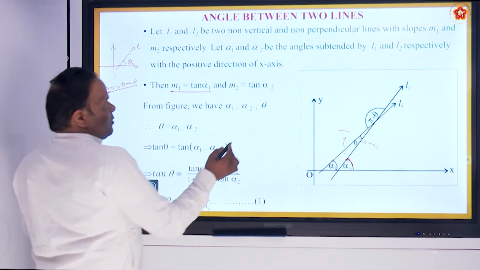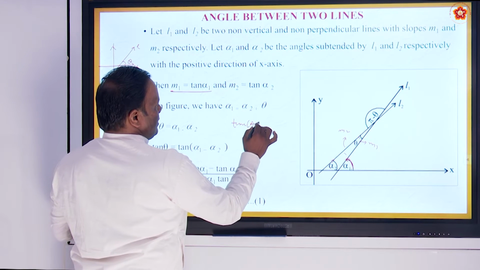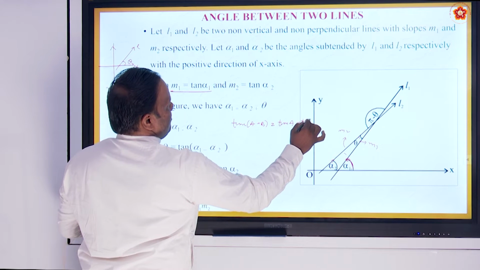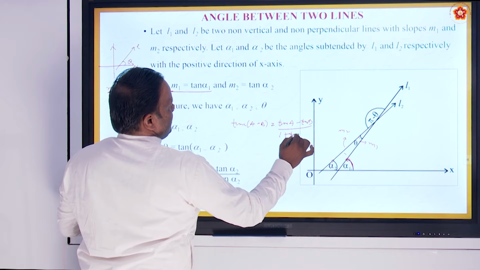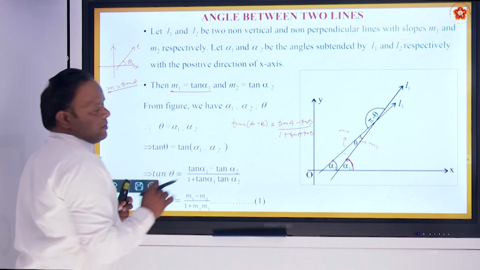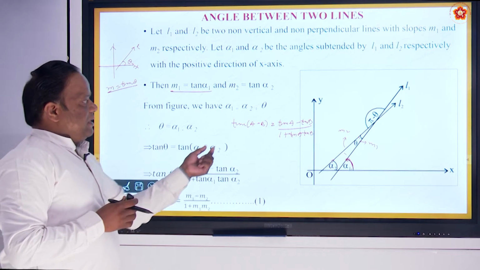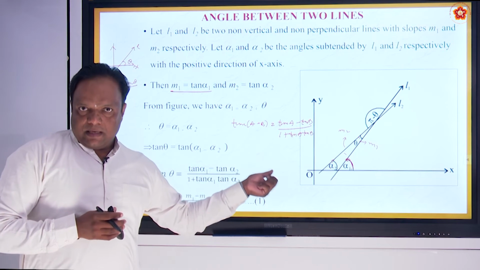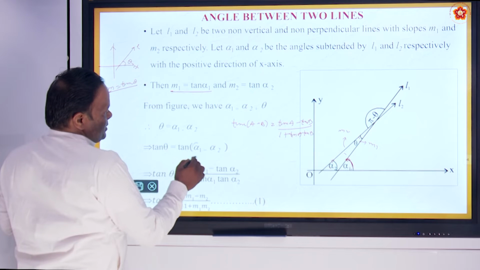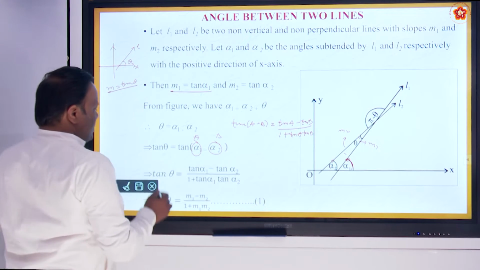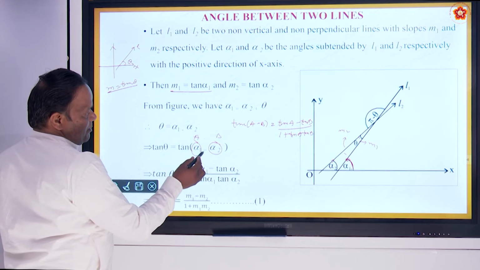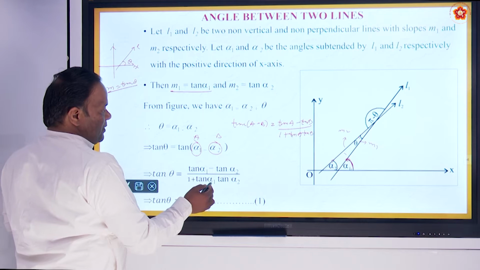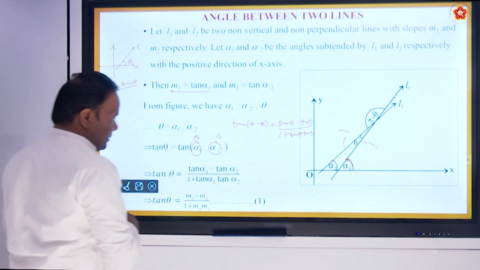We know the tan of A minus B compound angle formula in trigonometry: tan A minus tan B divided by 1 plus tan A into tan B. If A is one angle and B is another angle, then tan of A minus B equals tan A minus tan B divided by 1 plus tan A into tan B. Similarly here, tan theta equals tan of alpha 1 minus alpha 2, which is tan alpha 1 minus tan alpha 2 divided by 1 plus tan alpha 1 into tan alpha 2.